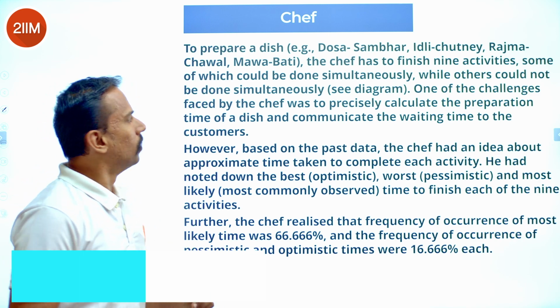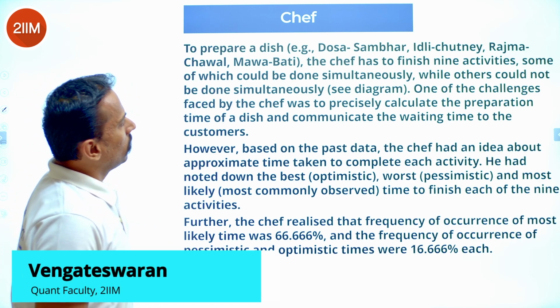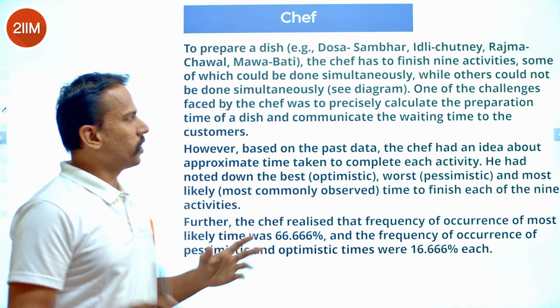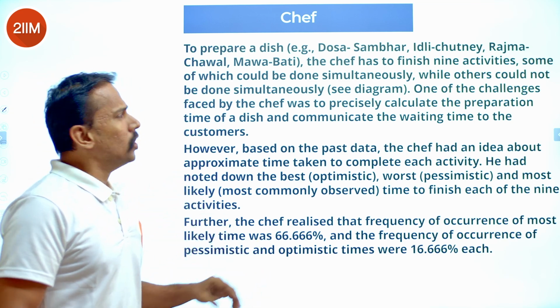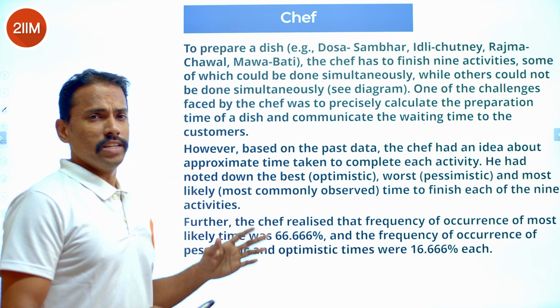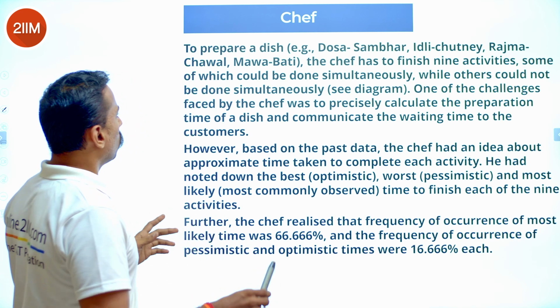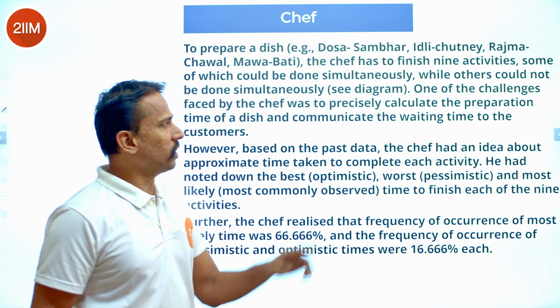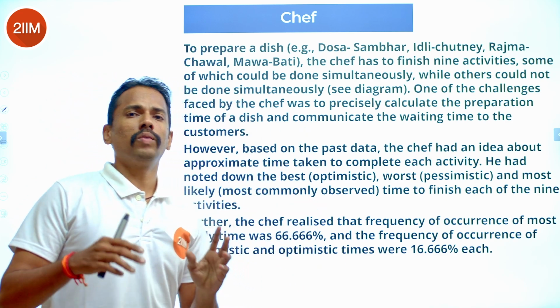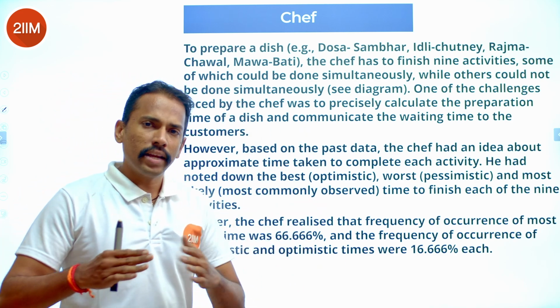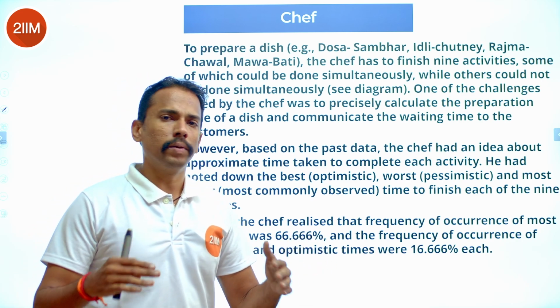Chef set. To prepare a dish, for example dosa sambar, idli chutney, rajma chawal, whatever, the chef has to finish 9 activities, some of which could be done simultaneously while others could not be done simultaneously. Yes, we have some diagram to explain this. So from this what we can understand is there should be 9 activities performed in order to complete a dish.